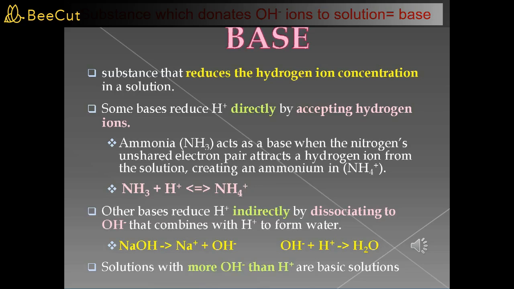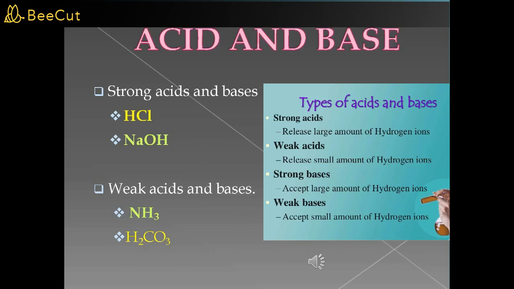Okay, basically you have learned this in your school. There are several types of acids and bases. We call them strong acid, strong base and weak base.